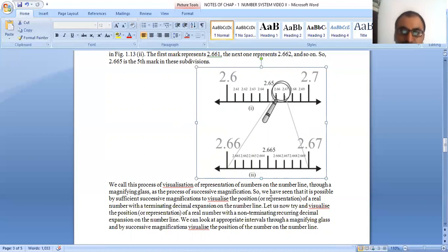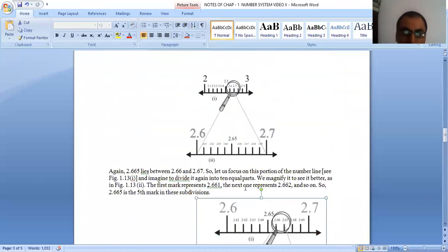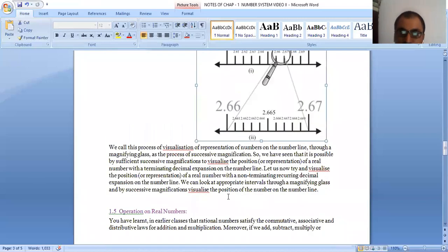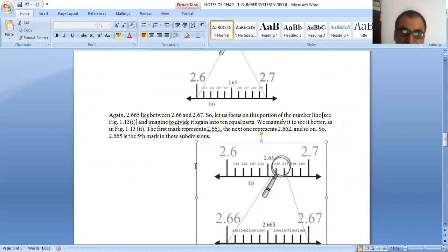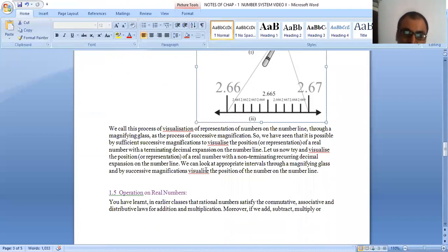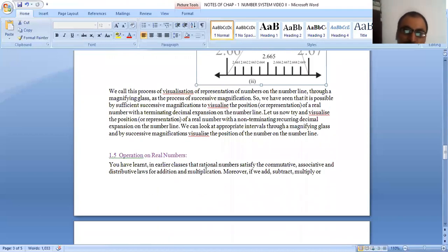All have understood? Good. Anyone have any doubt? Now I am going to start the next topic, operations on real numbers. Before starting it, I want to tell you something related to this. We can locate any number on the number line. So please solve some examples from the textbook.